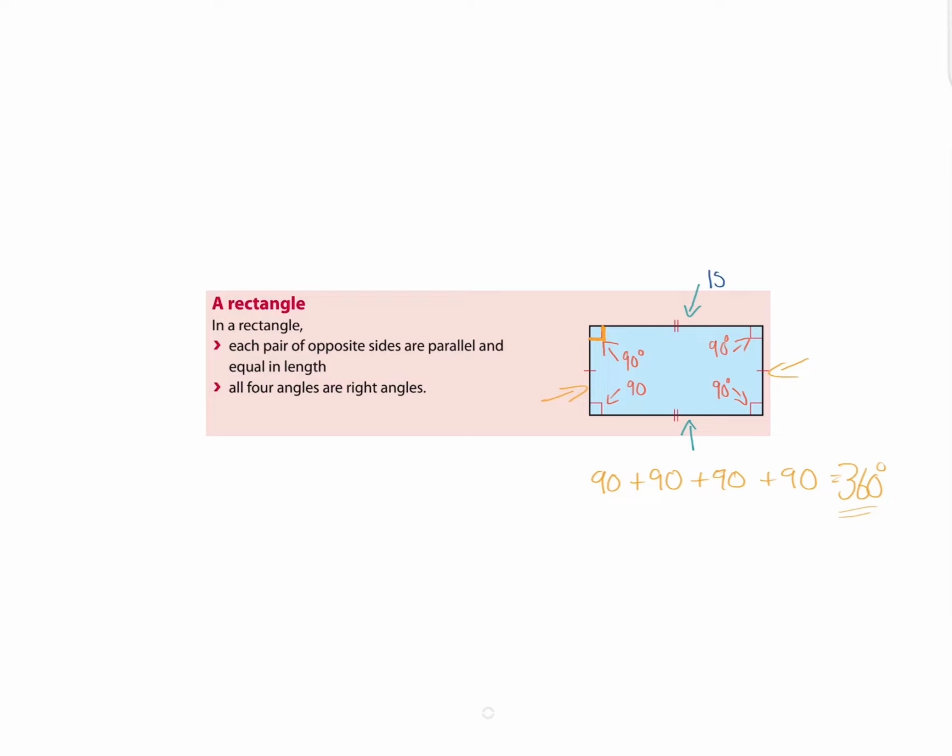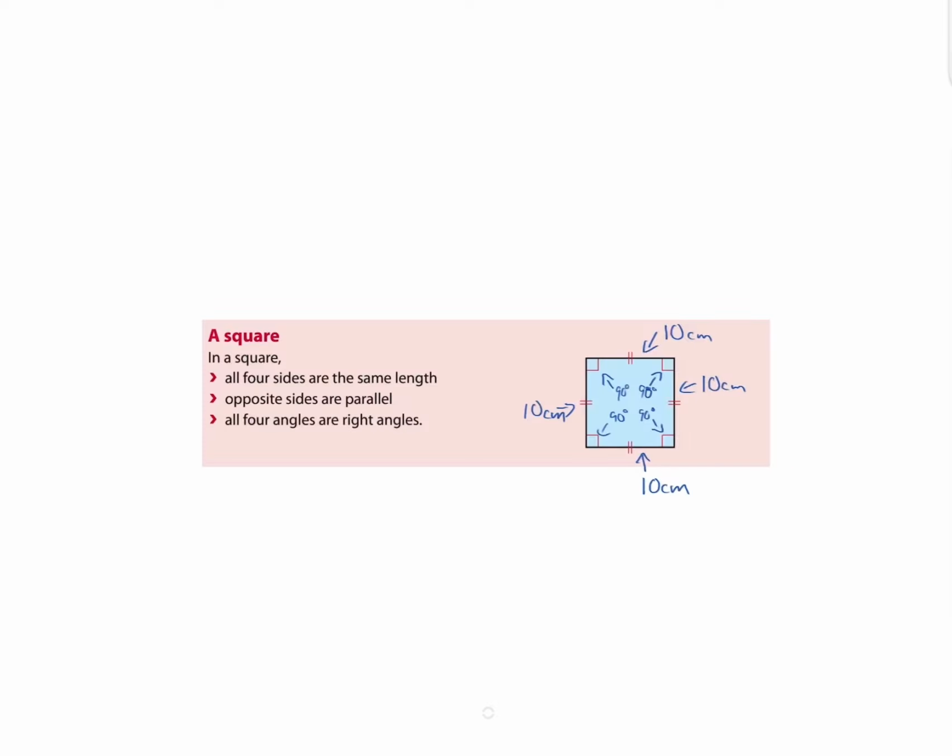this side might be 15 centimeters. This side is 15 centimeters. But this side would be 5 centimeters. And this side would be 5 centimeters. So that's the difference between a rectangle and a square, in case you forgot.